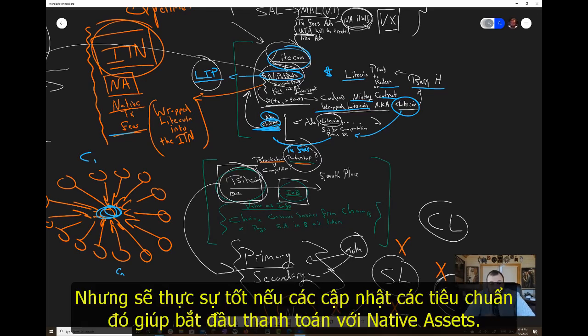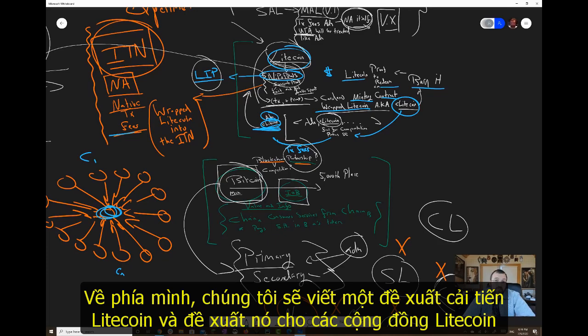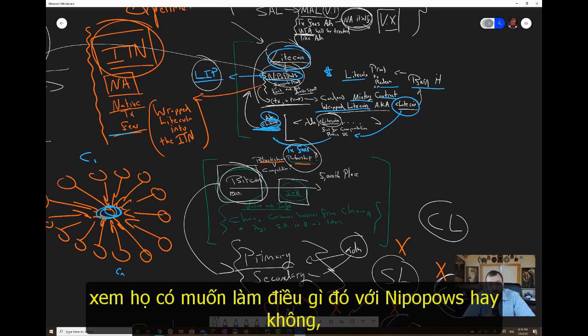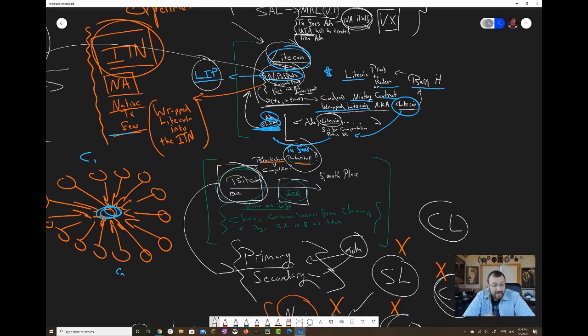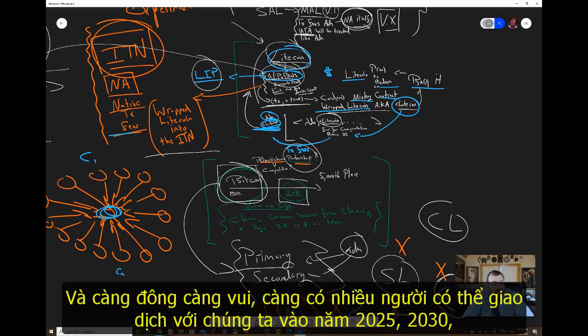But it would be really nice to update those standards to start paying in native assets. And I think the ITN would be the first reflection for that. On our side, we'll write a Litecoin improvement proposal at some point and propose it to the Litecoin community and see if they want to do something with NiPoPoWs. It'd be super cool to do that. And if they do that, then we could actually begin experimenting with wrapped Litecoin on the ITN and all kinds of cool stuff there. And the more the merrier.